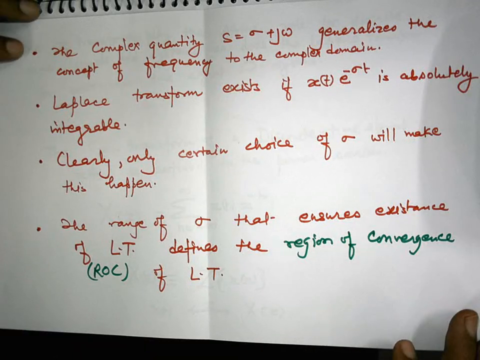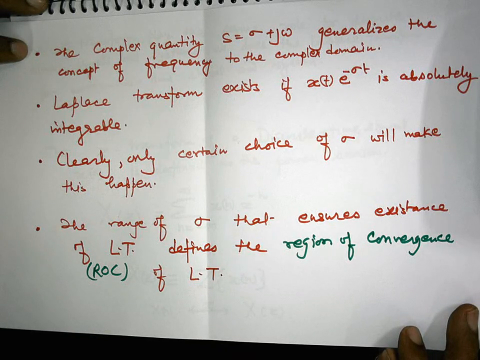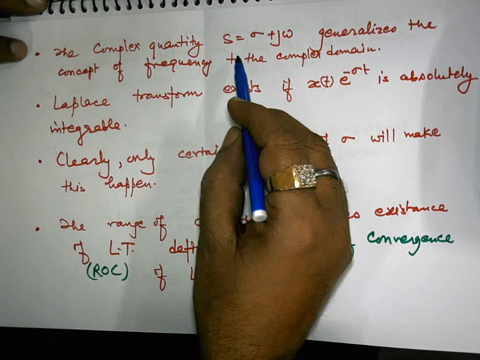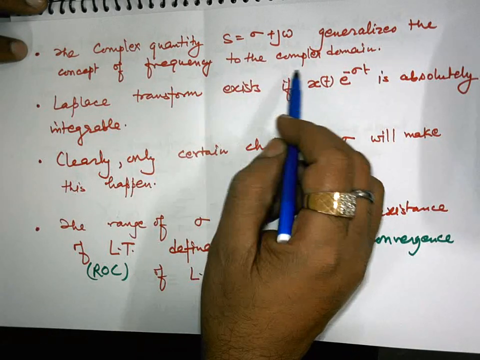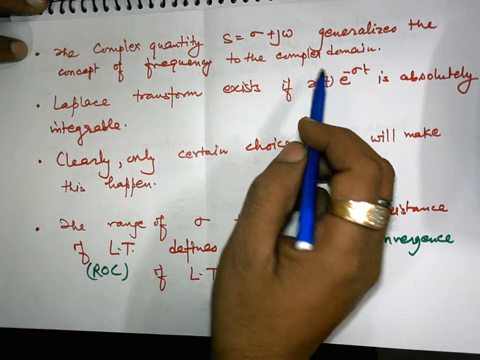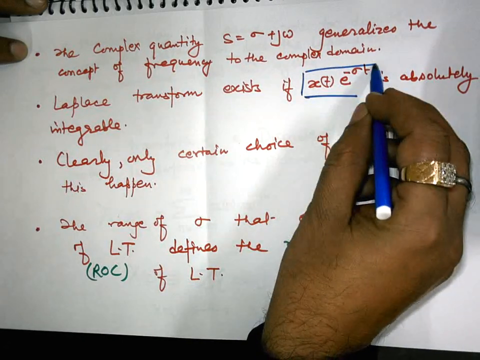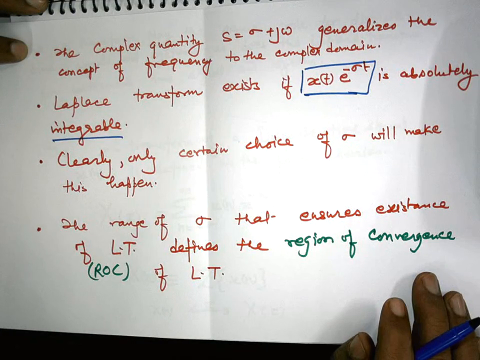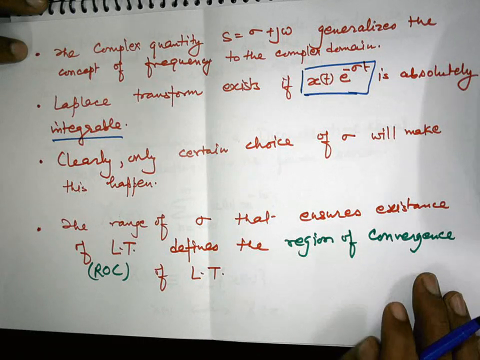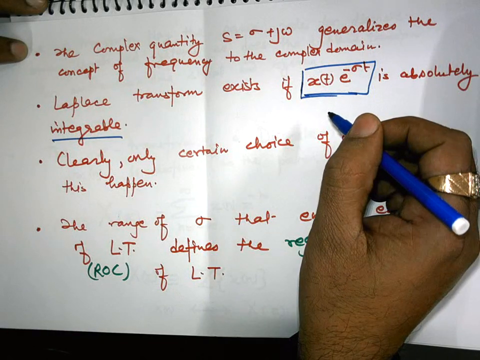but before proceeding for that, let us observe some more points with respect to the Laplace transform. The complex quantity s equal to sigma plus j omega generalizes the concept of frequency to the complex domain. Laplace transform exists if this term which is coming in the integral is absolutely integrable. Only in this situation the Laplace transform exists, otherwise the Laplace transform does not exist.